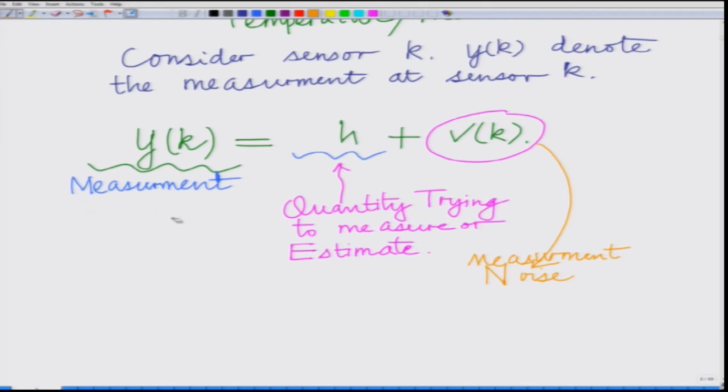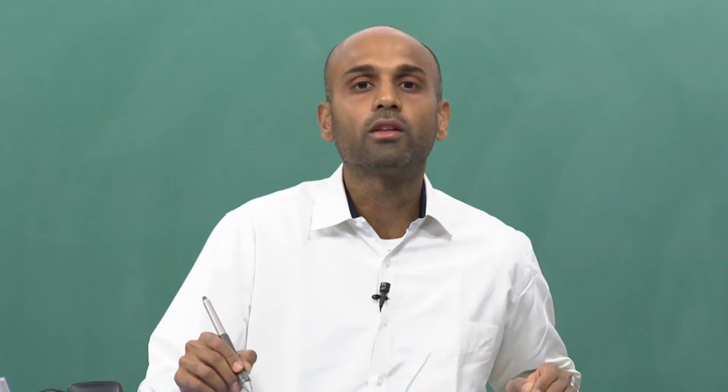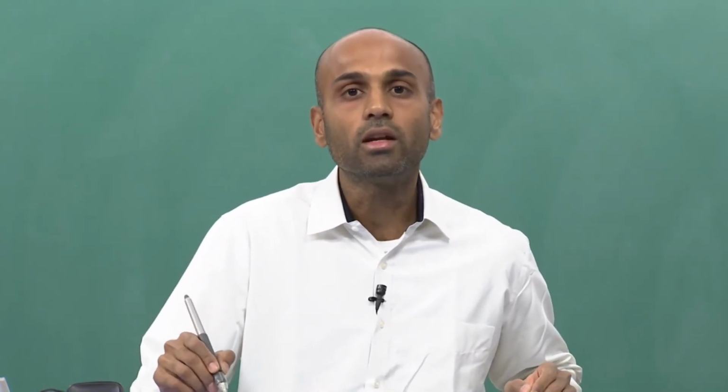So this is your observation, and h is the quantity that we are trying to measure. This quantity h is also known as the parameter. Hence, the process of estimating this parameter, that is, finding out the temperature or pressure, is known as parameter estimation.